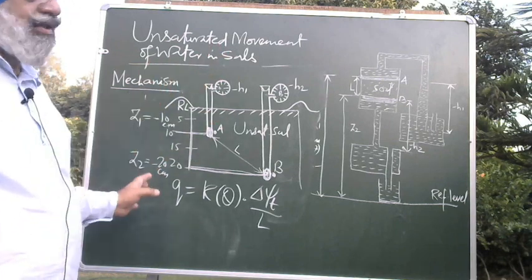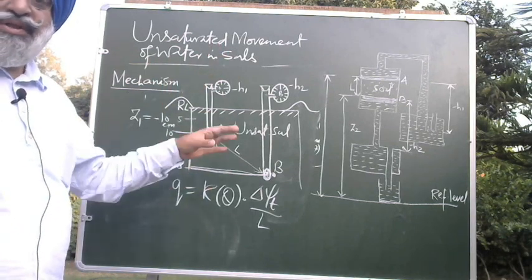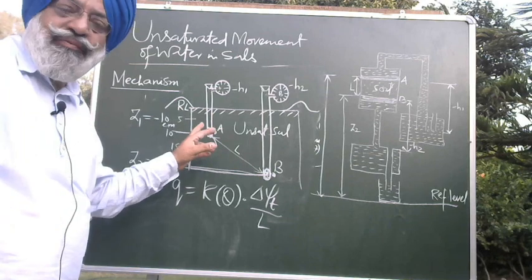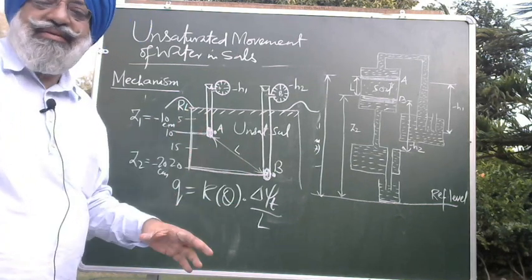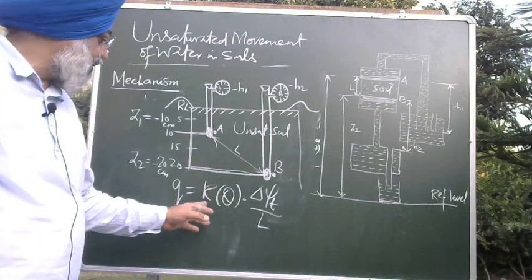So very simple, using this equation you can find out whether water will move from A to B or B to A, and in any case what the flux of water is.